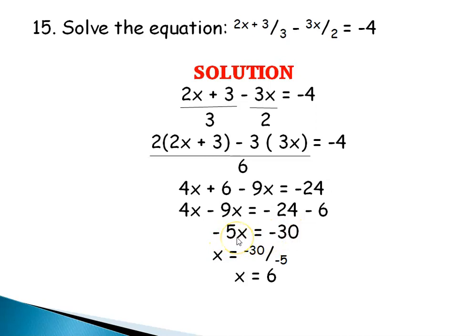Divide both sides by minus 5. So minus 5x divided by minus 5 is x. Minus 30 divided by minus 5 is 6. Because the minus signs cancel out. Is that taken? Very good.